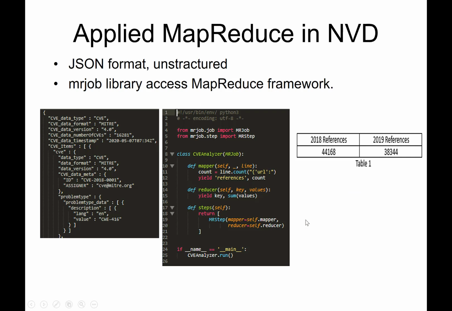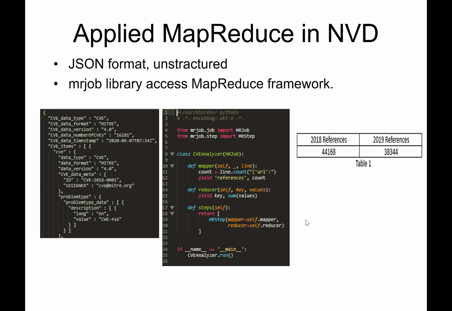Next is how we actually apply MapReduce in NVD. So we take two different years and compare their reference, the total reference number. We download the database repositories from the NVD, and they give me the JSON format, unstructured. When you work on real data, it's not clear, and not all data is available for a particular category. So my research is kind of limited.